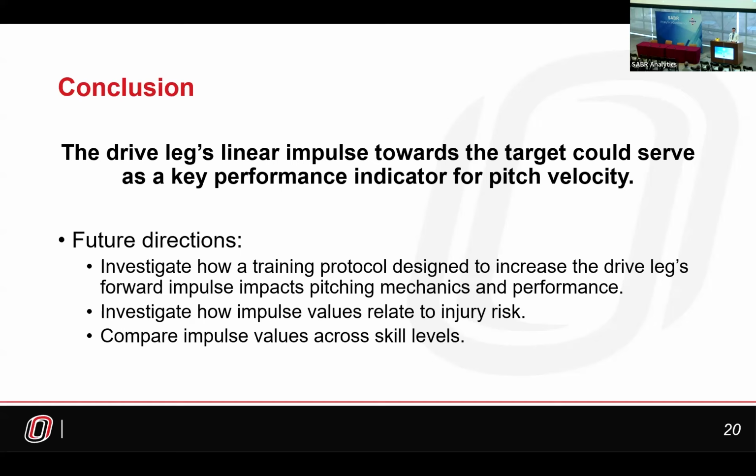And then lastly, comparing impulse across skill levels, as within the elite collegiate pitcher group that we had here, there were not major differences. But if we included high school or youth pitchers, there might be greater trends that appear for impulse.